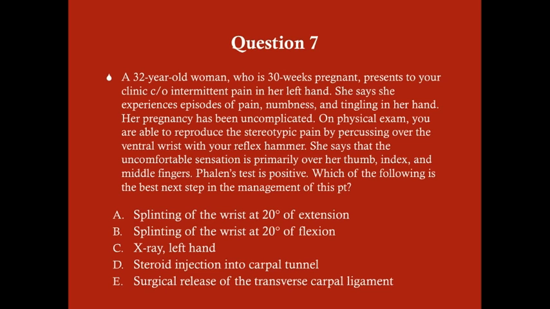A. Splinting of the wrist at 20 degrees of extension. B. Splinting of the wrist at 20 degrees of flexion. C. X-ray of the left hand. D. Steroid injection into the left carpal tunnel. Or E. Surgical release of the transverse carpal ligament.